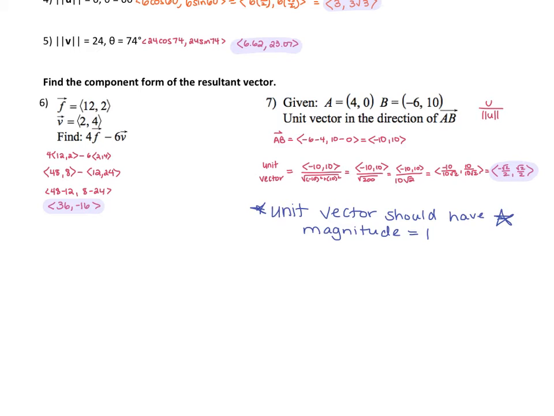7 is the unit vector. I got a couple of question marks on the unit vector. Remember, the unit vector is something that's in the same direction, but it's only 1 unit long, so the magnitude should be 1. So you're doing the component form of the vector that you have over the magnitude of it. So the component form was -10, 10, and the magnitude was the square root of 200, or 10 root 2.